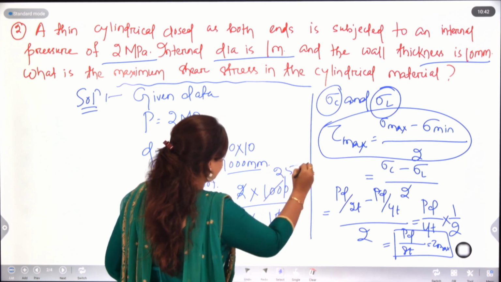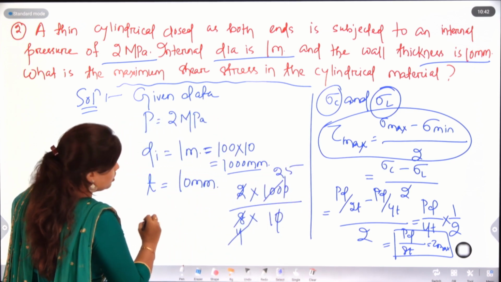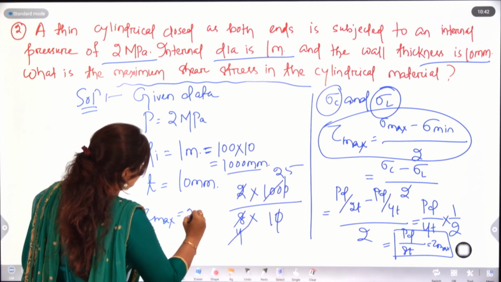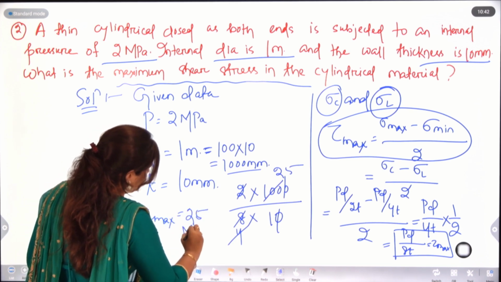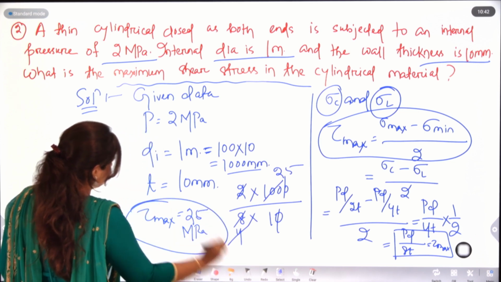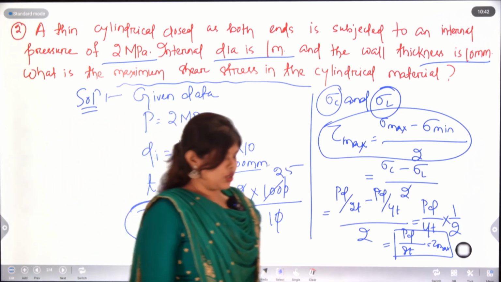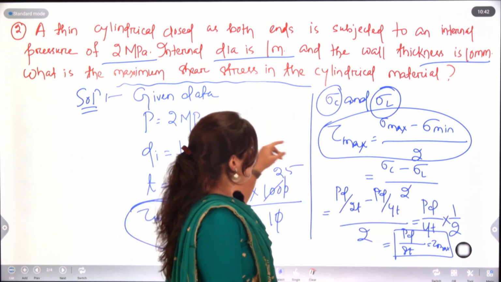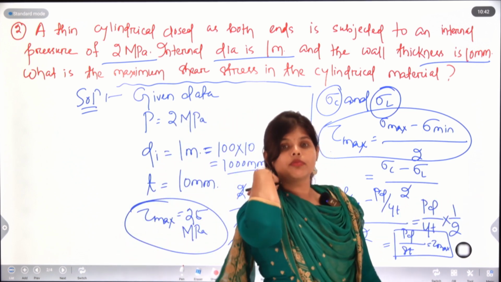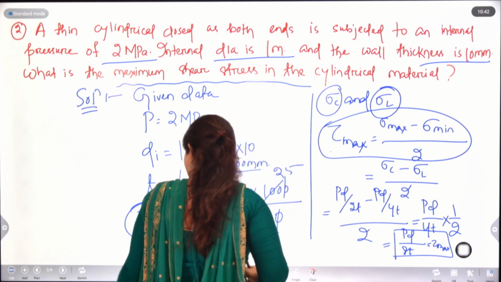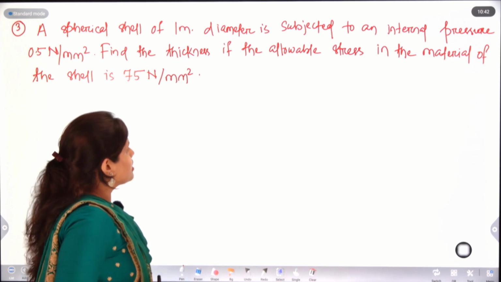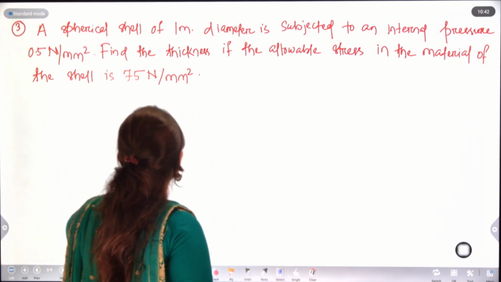$25. So here your tau max is equal to 25 megapascal. Okay. So in this numerical, what we learn is how to find out our maximum shear stress. So in our next question, what is given?